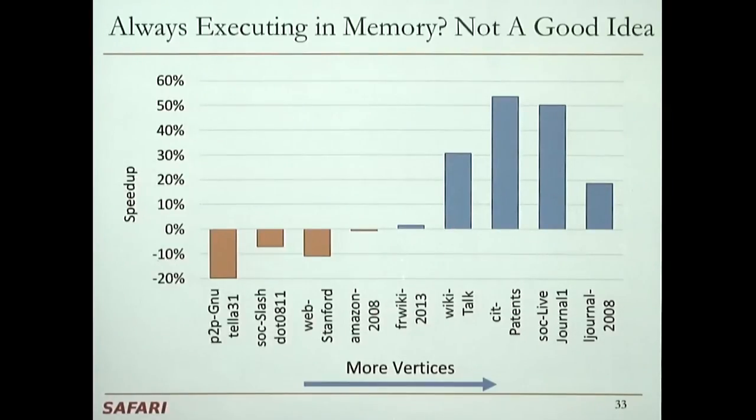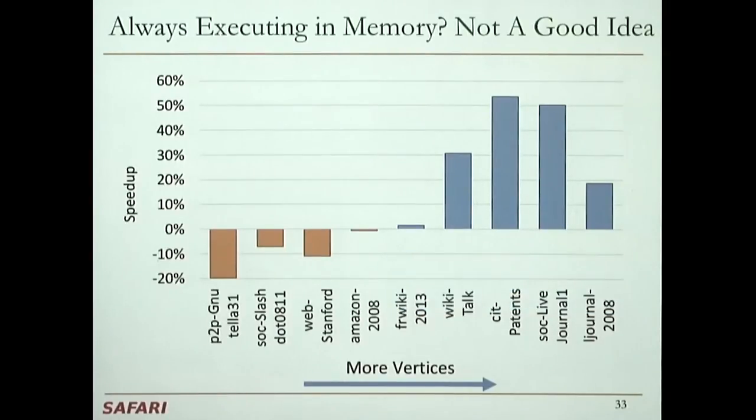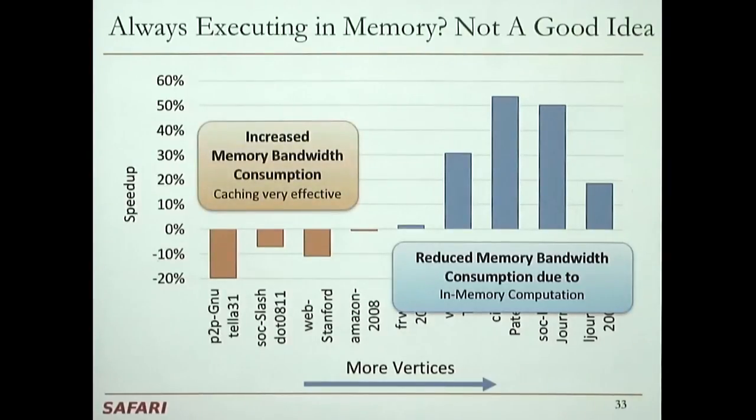It turns out caching is very effective for these graphs. They're in your cache. Whereas here, usually, they're in your memory. Your cache is not very effective. So if you actually do send the PIM-enabled instructions to memory over here, you gain significant performance benefit. Why? Because you reduce the memory bandwidth consumption with in-memory computation. Whereas you lose performance in these smaller graphs because now you increase your memory bandwidth consumption by sending it to memory, because your caching was very effective to begin with.